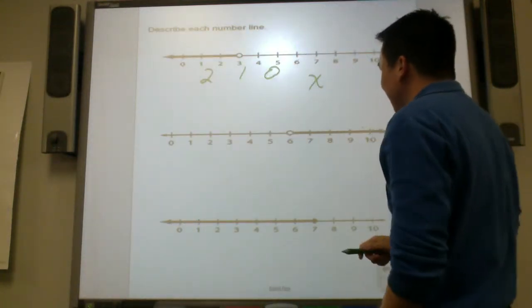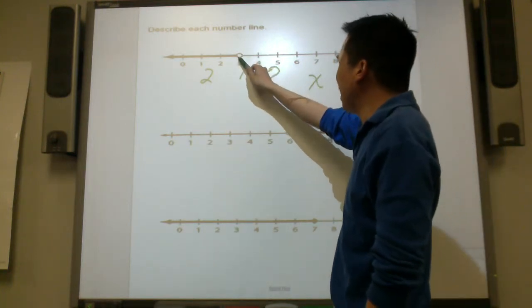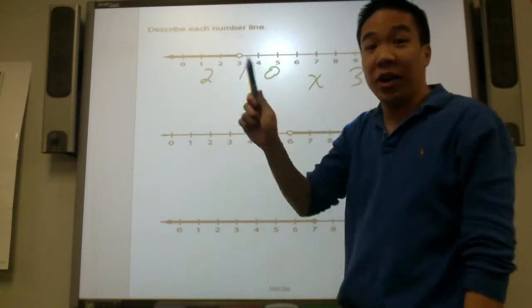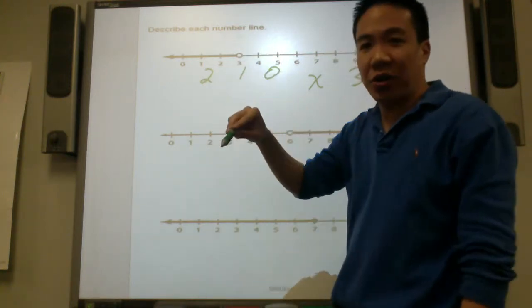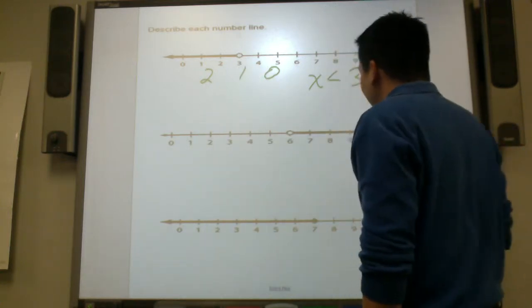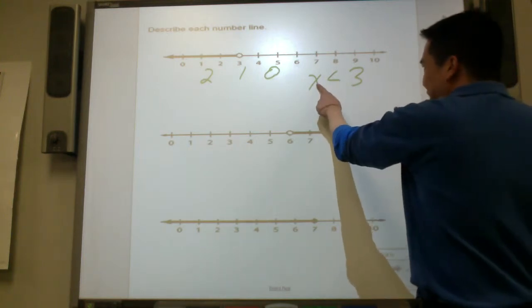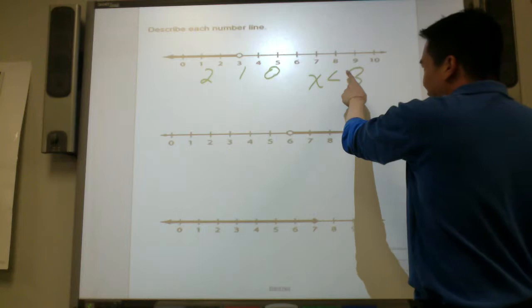So here's x. Here's 3. Seems like there's an open dot. We're going to be learning in our next lesson about open dots and closed dots. An open dot means less than or greater than. It does not include it. Less than 3. Would this work? Are these numbers less than 3? So x is less than 3.